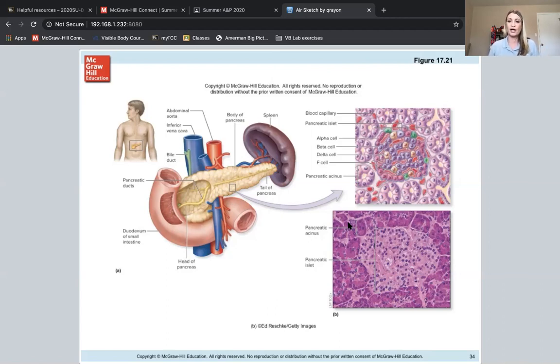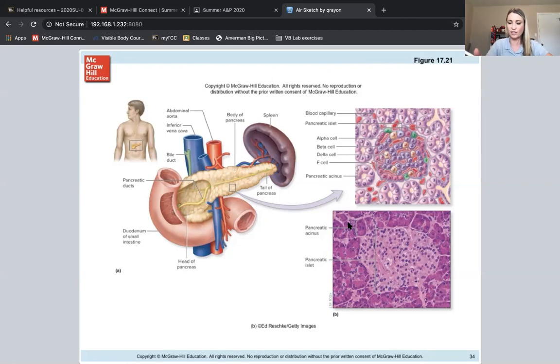Exocrine function is going to be associated with pancreatic acini, and these are going to be producing pancreatic juices that are then collected by this duct that you see, which I have in yellow here. That's going to go into the duodenum, and it's going to help with digestion. Okay, and that's the exocrine part.